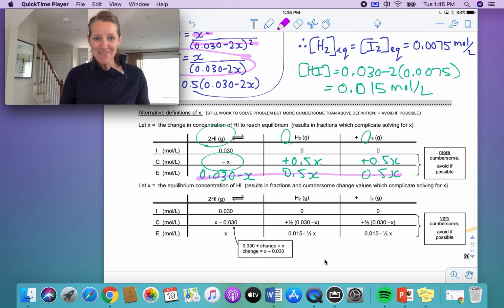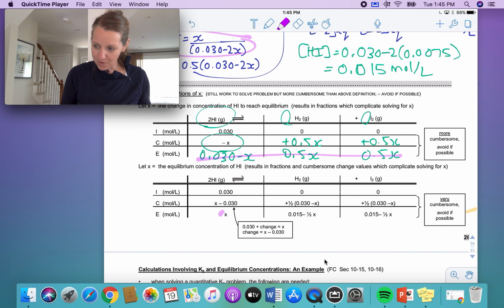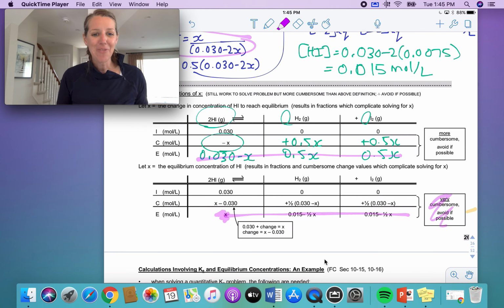Look at the bottom one. Can you see here too? What if we made this value X? Well, then you've got this time a half X and a half X. Very cumbersome, avoid if possible.